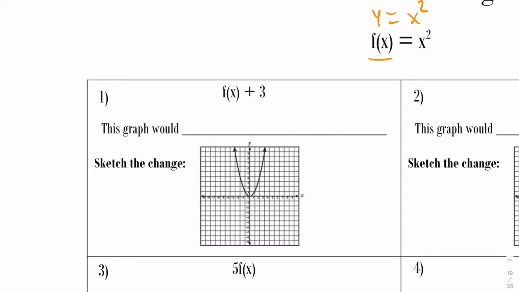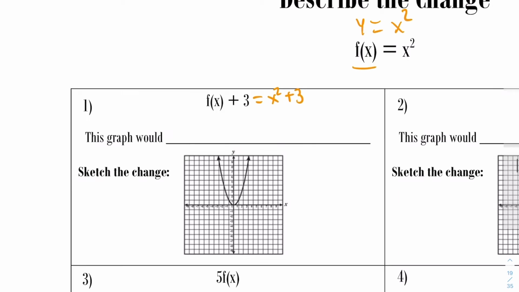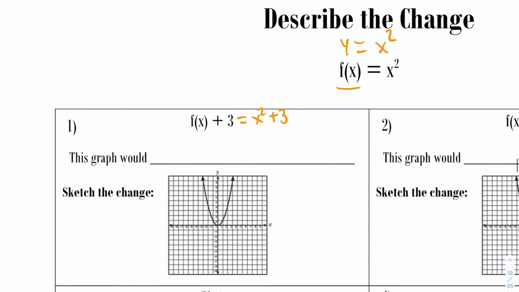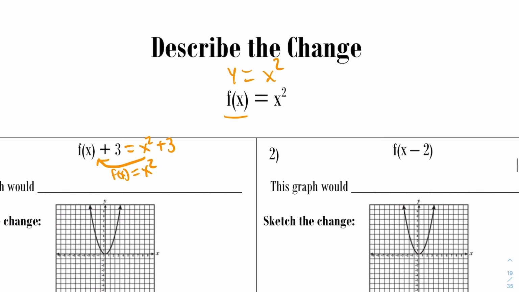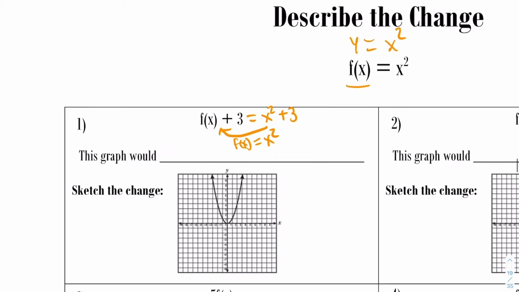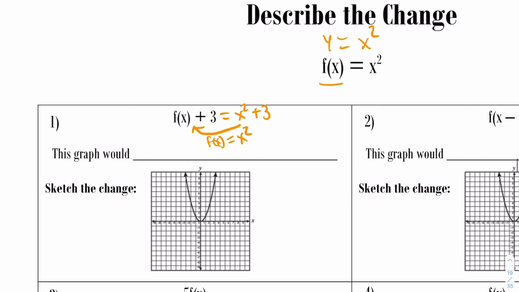So let's do this one. F of x plus 3. That would be the same thing as x squared plus 3. The reason why I can make that substitution, all I did was I replaced f of x, which is the same thing as x squared, because that's what they told us at the very start. F of x is equal to x squared. So I just replaced it.